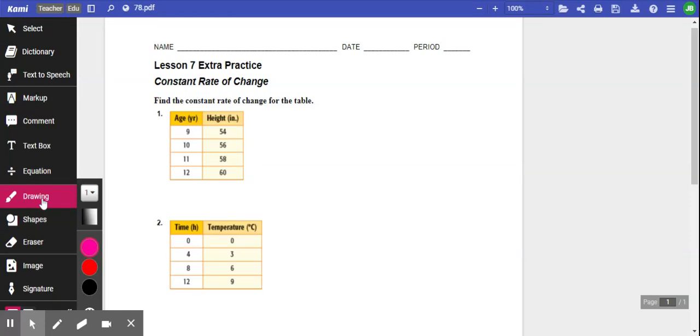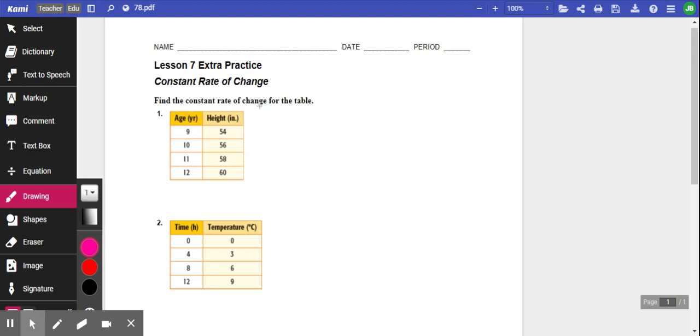Hey, boys and girls, we're going to be taking a look again at constant rate of change. This is just going to be a follow-up to the activity that we did in our previous day. But I want to give you a little bit of a review. So we're going to use a video, and I hope you can follow along with us.